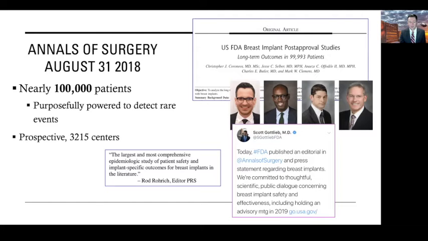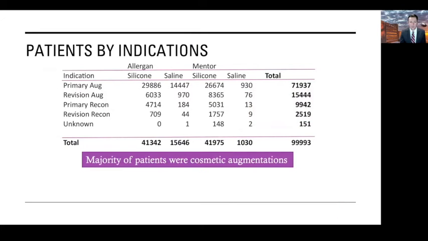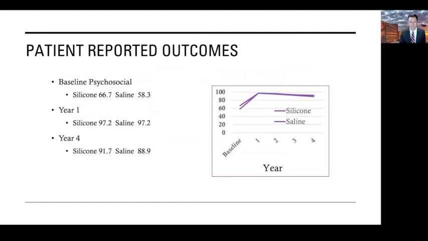Based on the results, he called for a review of breast implant safety to be performed by the FDA in 2019 to look at all possible sequelae, both common and rare, of breast implants. I want to share with you some of the outcomes of this study. So this was 100,000 patients, with the vast majority being cosmetic augmentations.